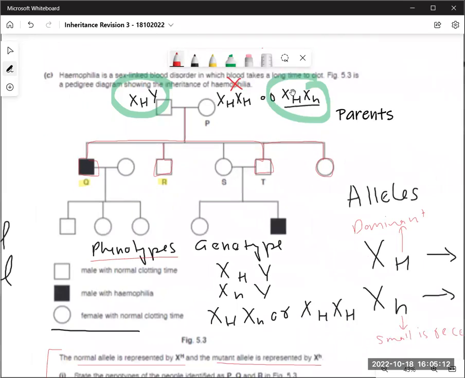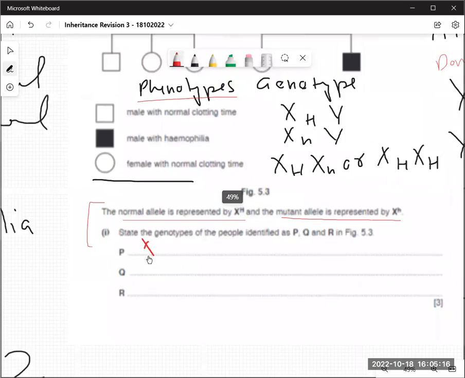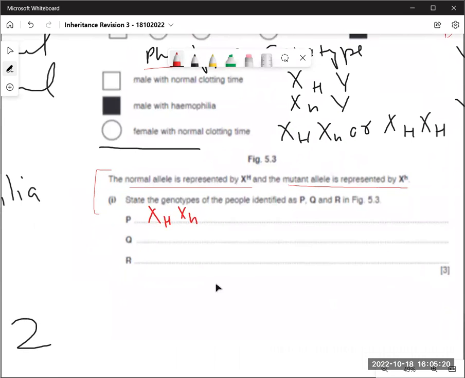Okay, so I understand that P must be X capital H, X small h. So let's write that over here: X capital H, X small h. Now they're asking us about Q and R.